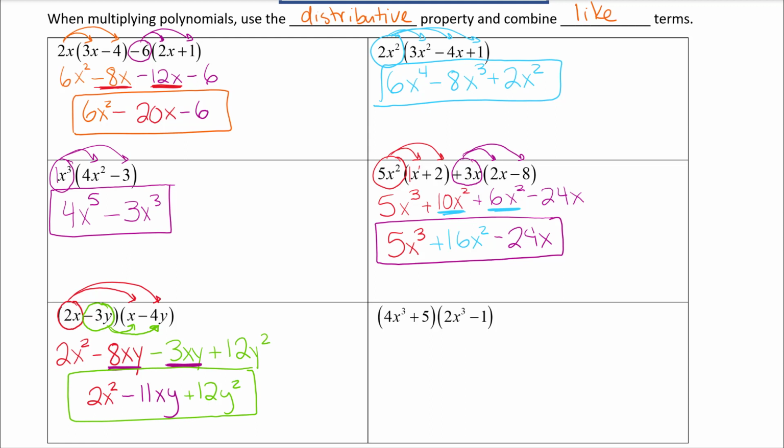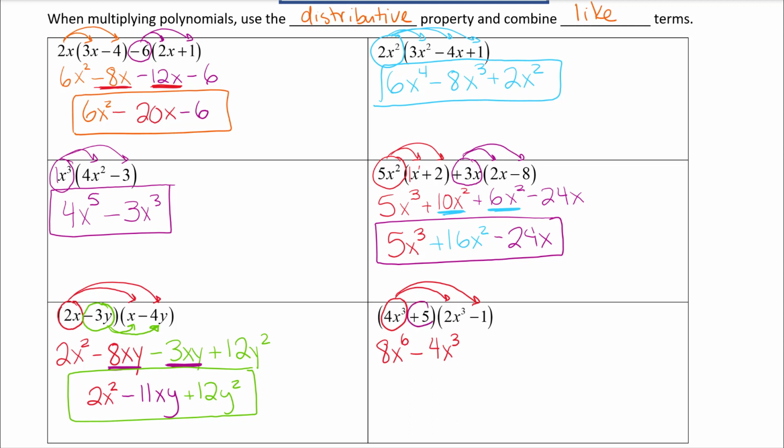Let's practice that again. Another binomial times a binomial. I'm taking the first term of the first binomial and distributing that. 4x squared times 2x squared, that is 8, x to the 2 times x to the 2. Add the exponents, that's x to the 4. 4x squared times 1, that's 4x squared.